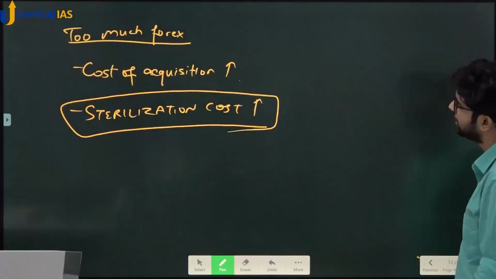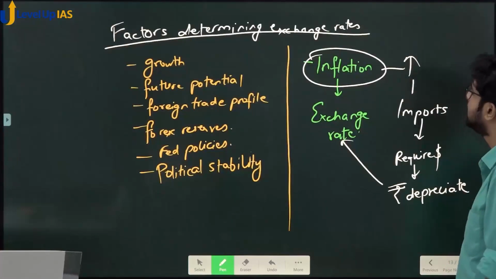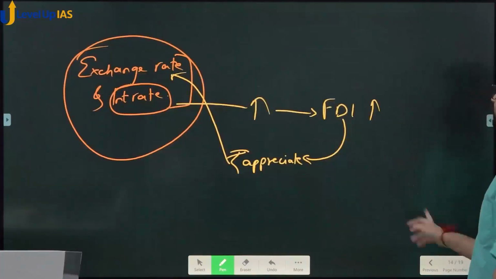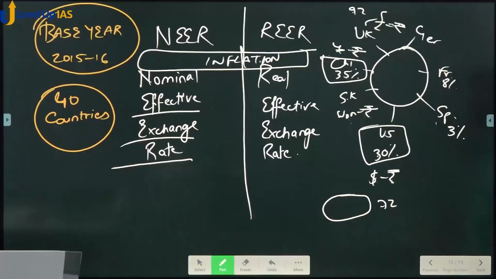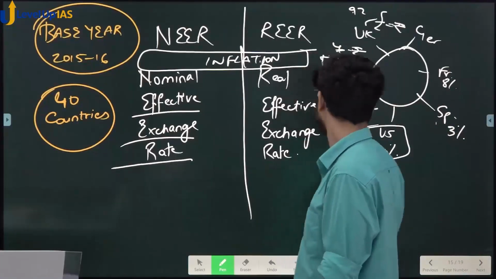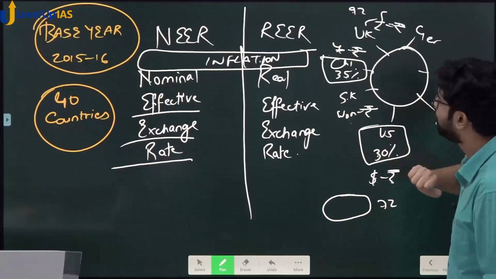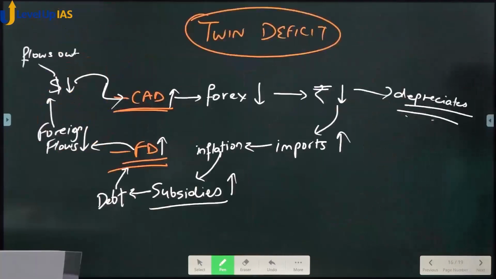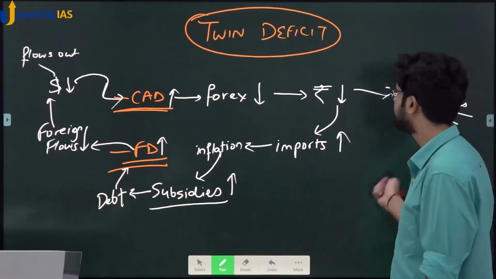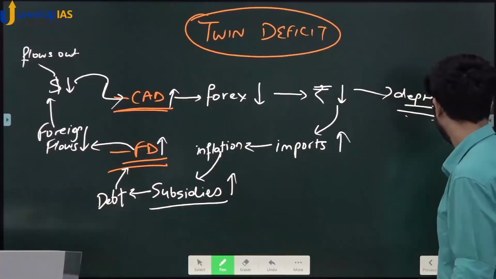Then you have too much forex resulting in cost of acquisition being high and sterilization cost being high. Factors determining exchange rate: growth, future potential, inflation. These are the important factors. Then we see what is the need, only the concepts are required. 40 countries, base year 15-16. This is the basket, these are the weights of nominal effective exchange rate and real effective exchange rate. Okay, twin deficit: current account deficit, fiscal deficit, how it leads to fiscal deficit, and then again it feeds into the current account deficit that we have seen here.